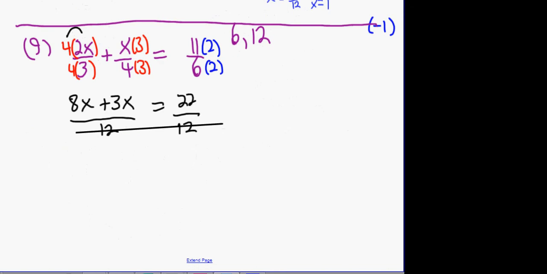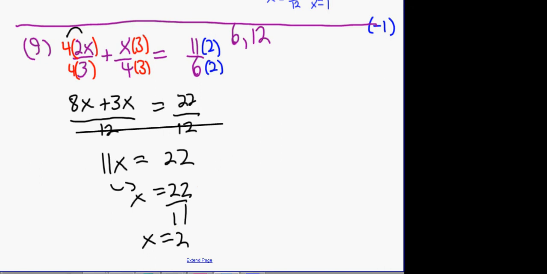What's 8x plus 3x? 11x equals 22. And now what's x equal to? 22 divided by 11, which is 2. Okay.